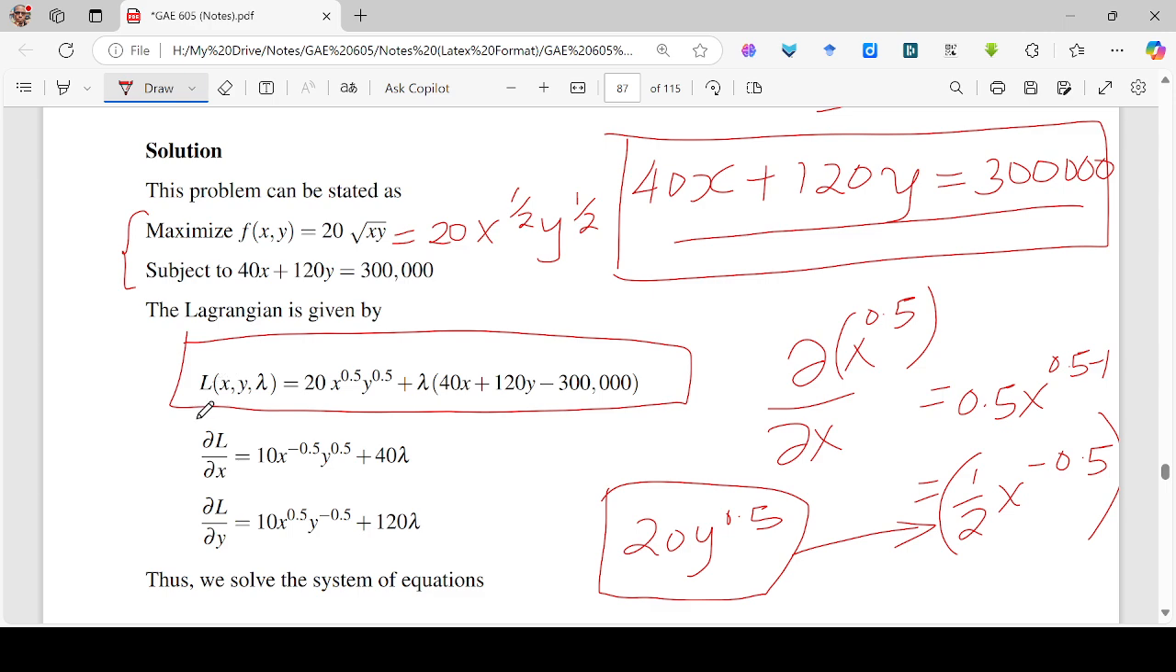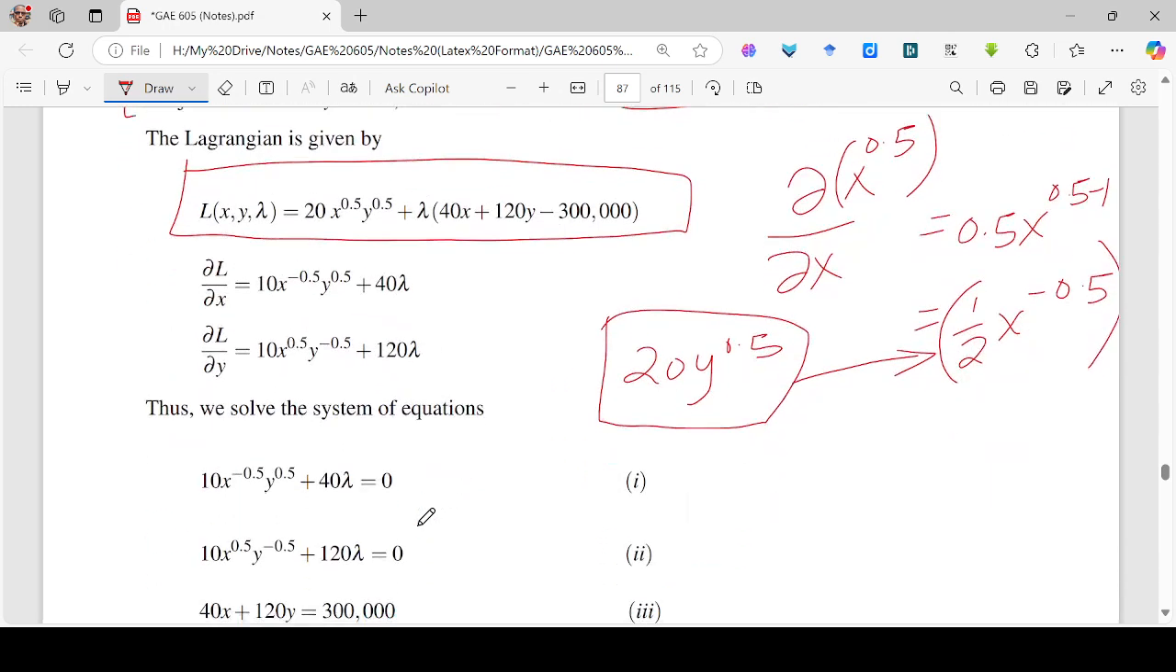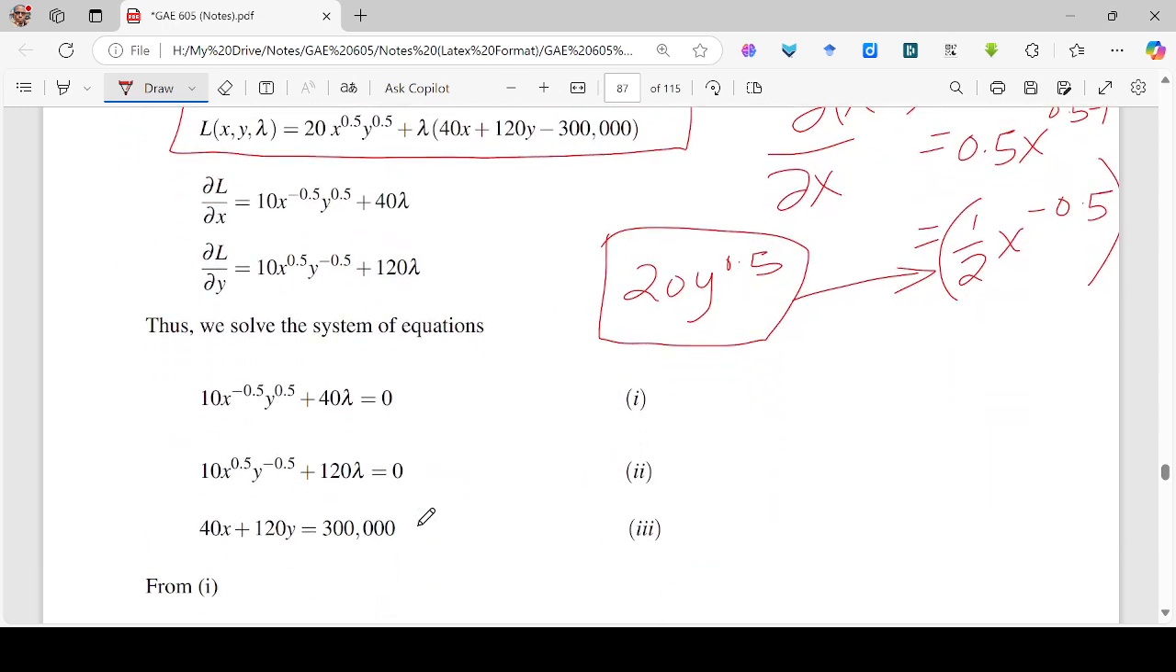Similarly, we differentiate L partially with respect to y to get this. Next, we equate these two derivatives to 0. Plus, of course, we have the constraint function, so we have the equations now.